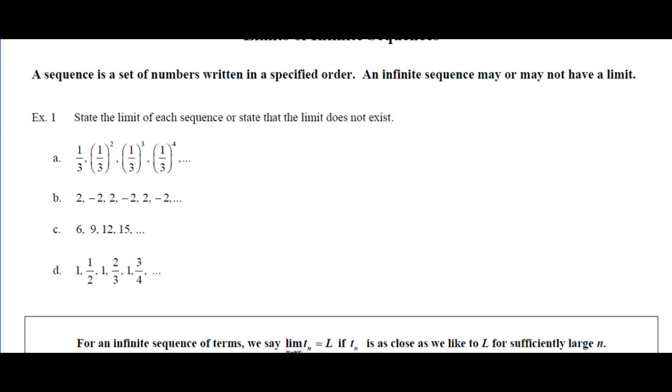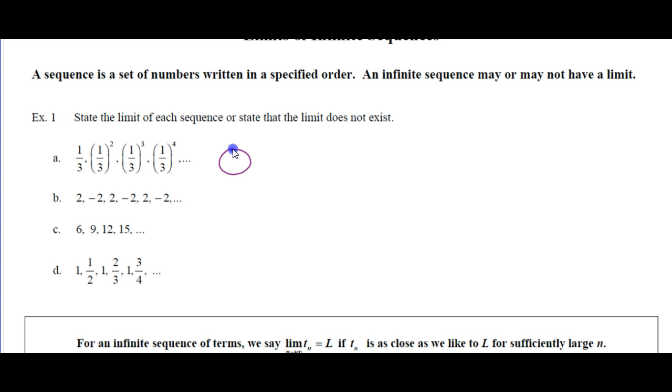Okay, 1/3, 1/3 squared, 1/3 cubed, 1/3 to the fourth. Does that have a limit? And what is this limit? 0, right? Because what do we got? 1/3, 1/9, 1/27, 1/81, 1/243, so we're getting smaller and smaller and smaller. So it has a limit, and the limit will be 0.